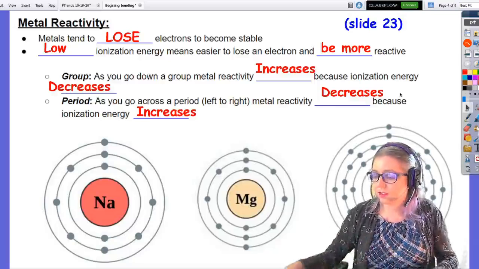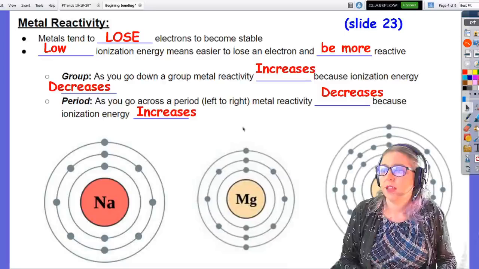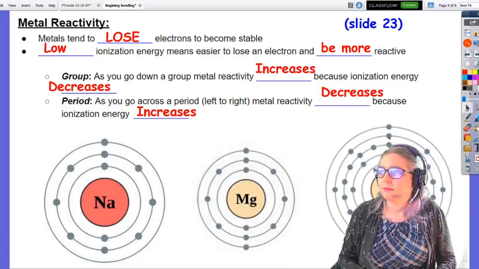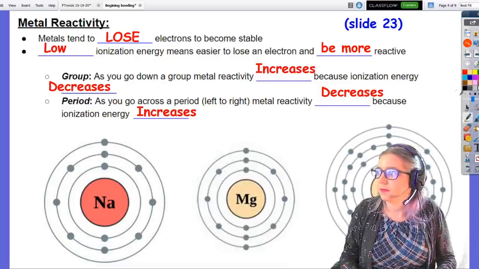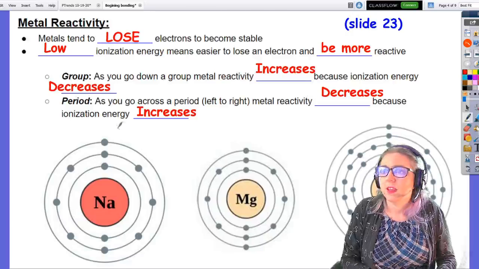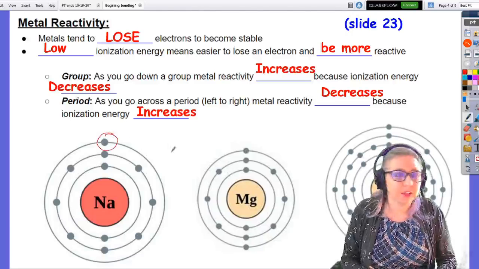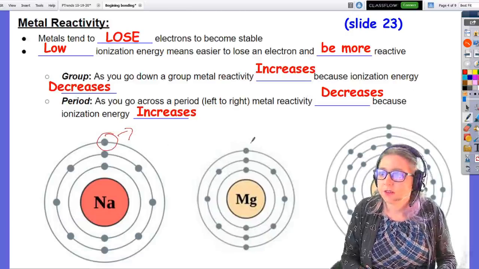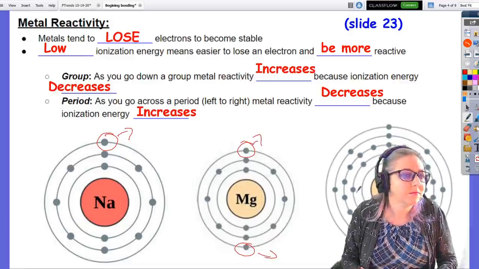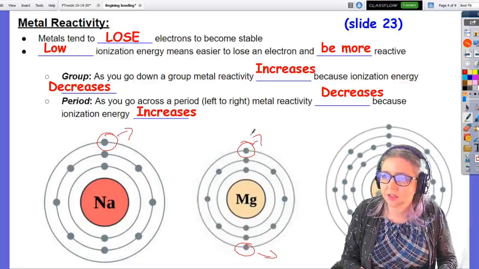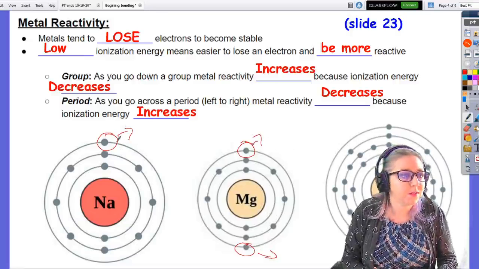So here I've got sodium and magnesium. Sodium is going to be more reactive than magnesium because it only has that one valence to get rid of to react. Whereas magnesium needs to find someone to take off both of those electrons. It has 2 burgers to sell. So it's going to be harder to sell those 2 burgers than that 1 burger.